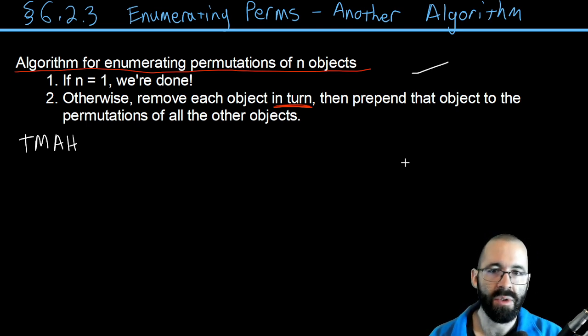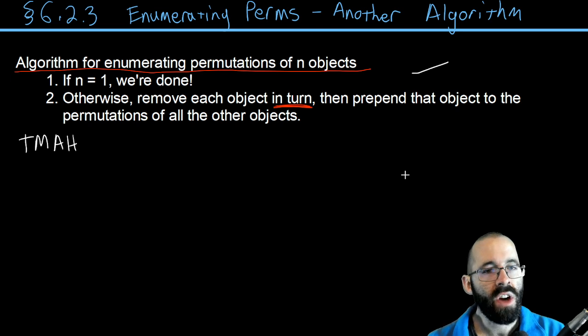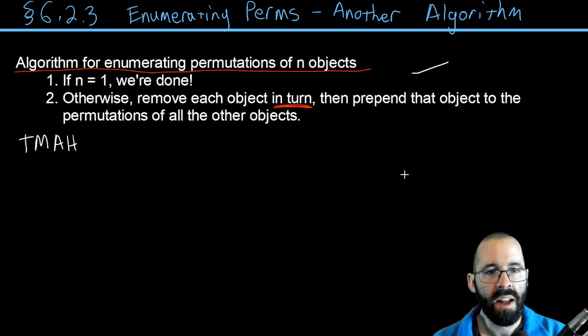So again, if n equals 1, if we have one object that we're trying to enumerate a permutation of, we're done, right? There's only one way of moving one thing. Otherwise, remove each object in turn. Then prepend that object to the permutations of the other objects.